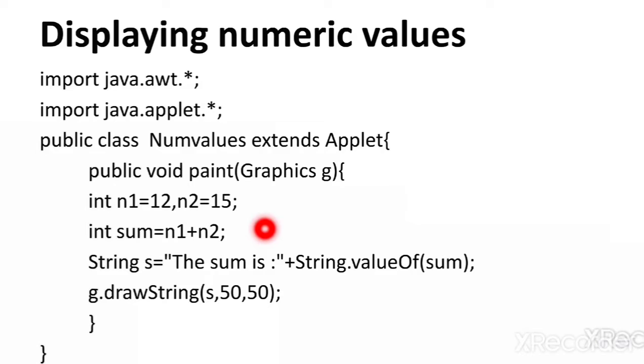How to do it? It is a bit tricky here. You cannot directly print the numeric values, that is numbers, on the console or the output window of an applet. So what you have to do is convert this numeric value to a string, and then call the Graphics class method to draw that string on the output window. So for that, I'm declaring a string variable s with the string "The sum is", which is concatenated with the sum value, which is being converted into the string type.